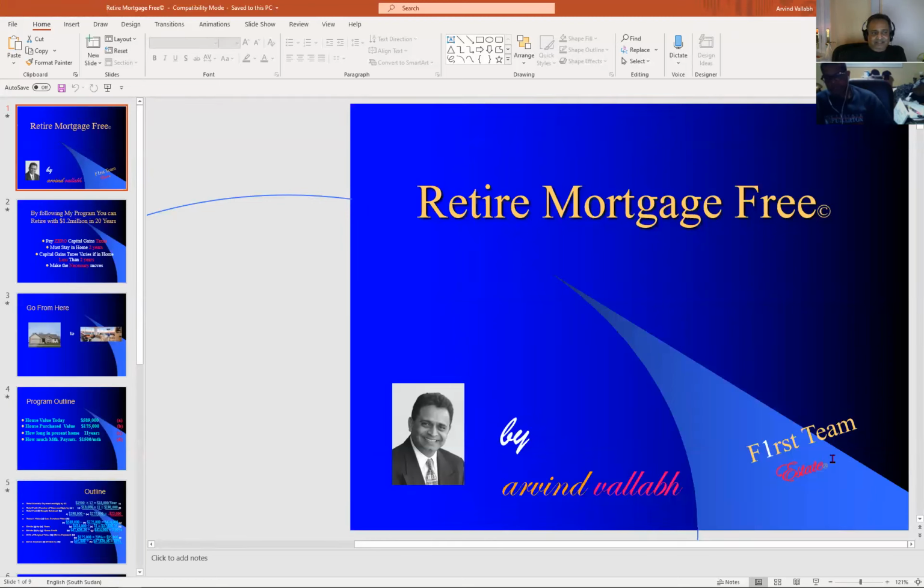First Team Estates is a $1 million and above company. Oh, it's part of that portion. I thought they called it something else. It's called luxury. Same thing, but it was First Team Estates in those days.